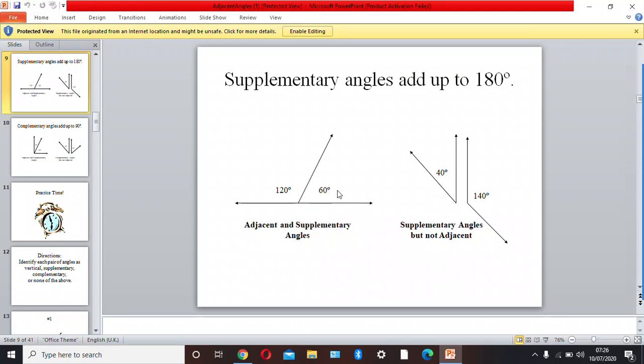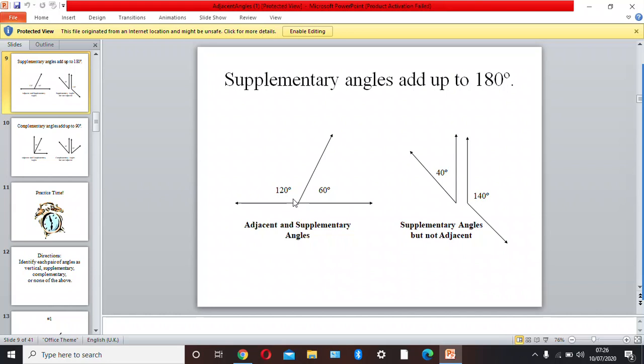You can have two angles that are supplementary but not adjacent, like in this case here. Look at this, 40 plus 140 gives you 180 degrees, which makes them supplementary angles, but they are not adjacent angles because they are not side by side. So they are not adjacent angles, though they are supplementary angles.